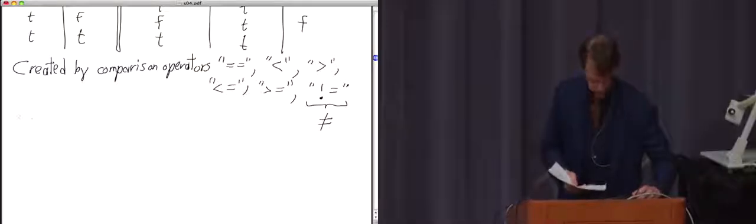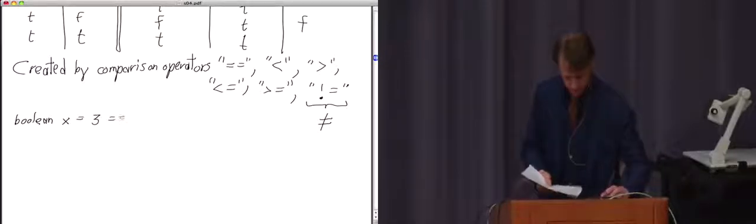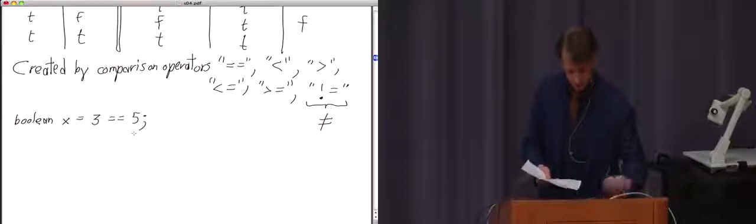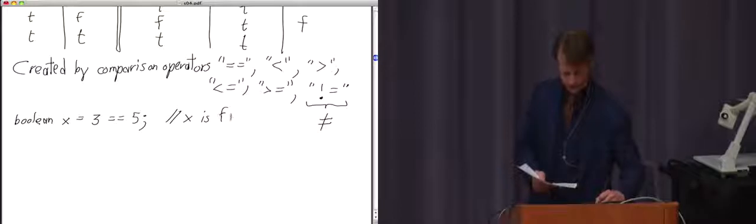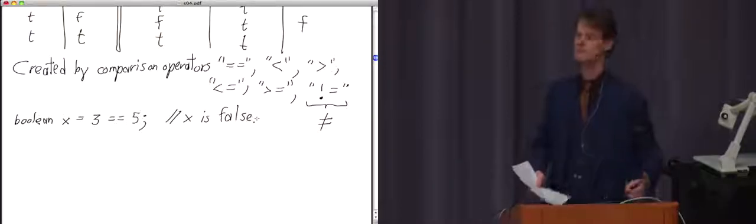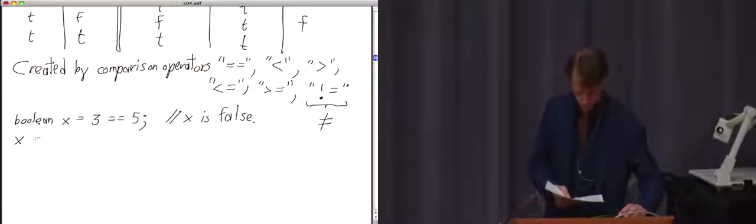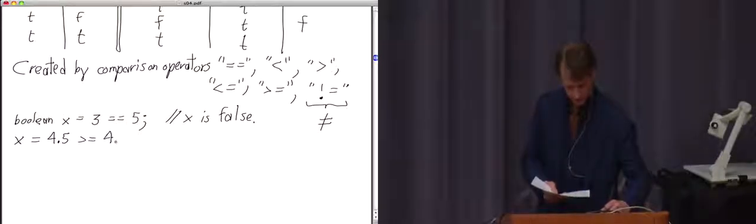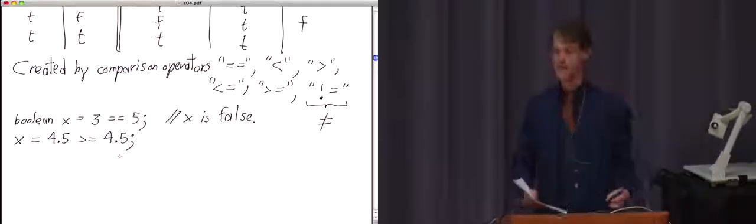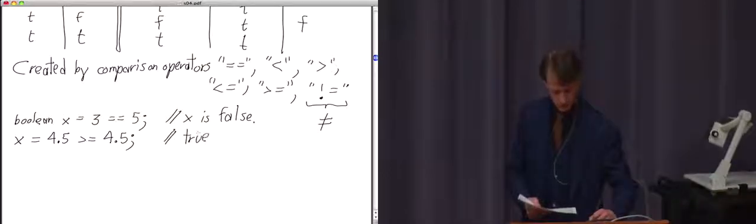Let me give a few examples of these. So I can declare a Boolean, x, and set it equal to the answer to the question, is 3 equal to 5? And of course, 3 is not equal to 5, so after I execute that line of code, x is now false. I can go on to ask the question whether 4.5 is greater than or equal to 4.5. And of course, yes, 4.5 is greater than or equal to 4.5. So now x is true.